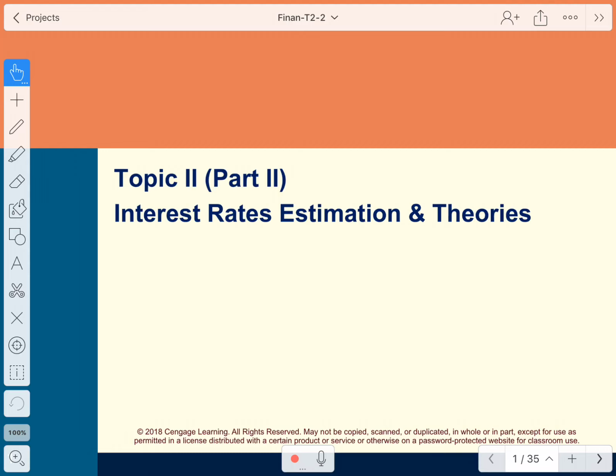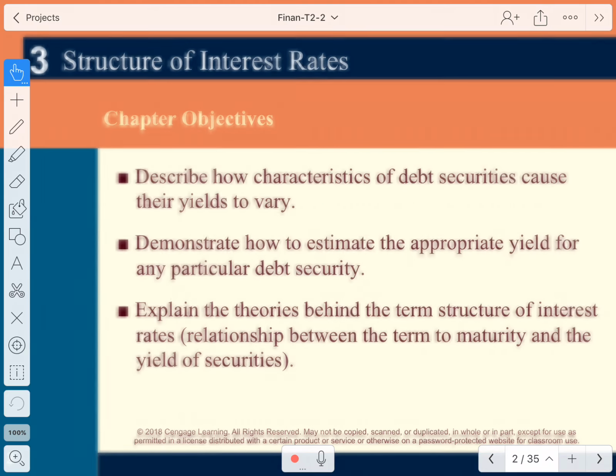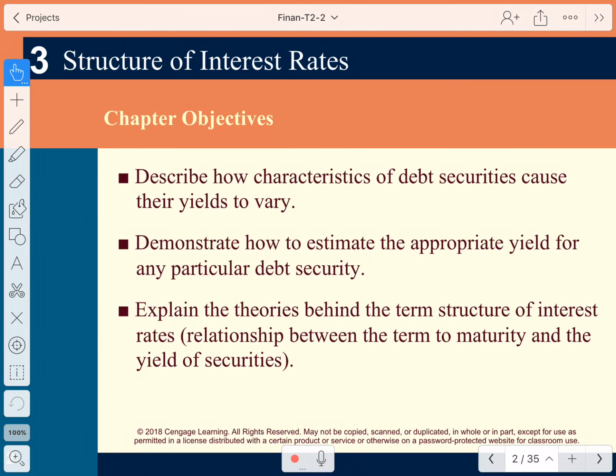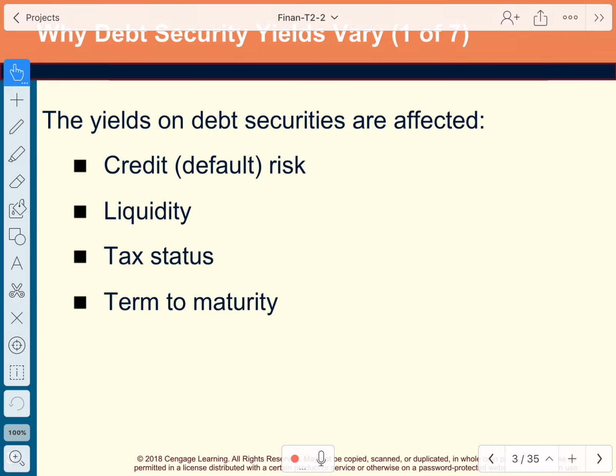We already did part of it in the class, so we're discussing basically the structures of interest rate, and we wanted to study the most important factors that would affect the yield of a certain security. So we discussed the overall idea of this topic, and we basically said that the yield of a certain debt security would be affected by the credit risk, liquidity, the tax status of the security, and then the term of maturity.